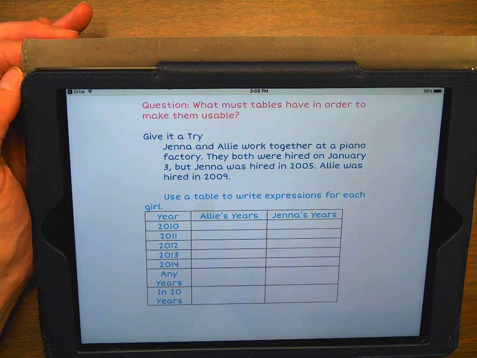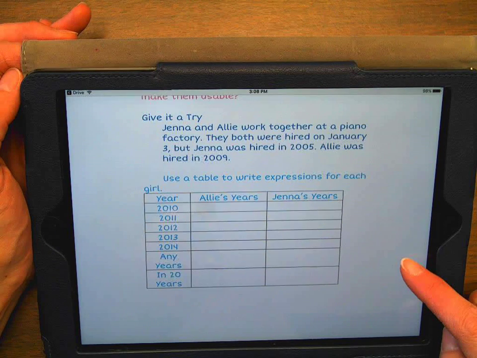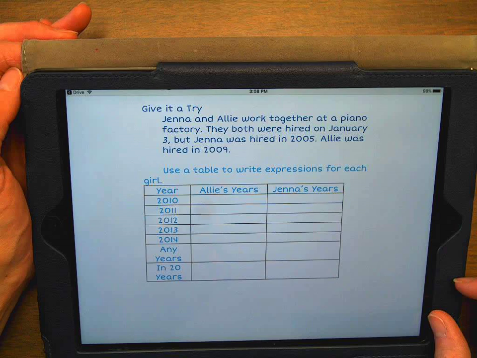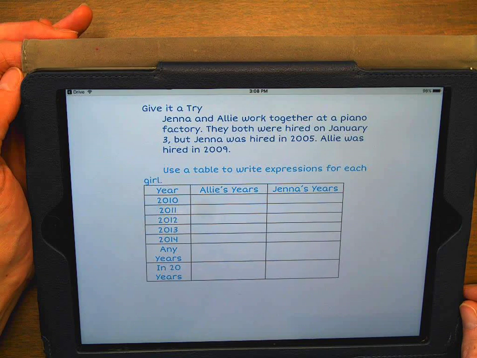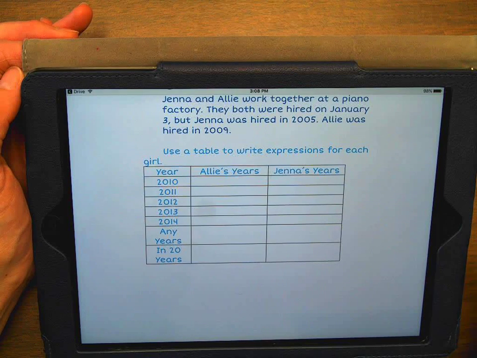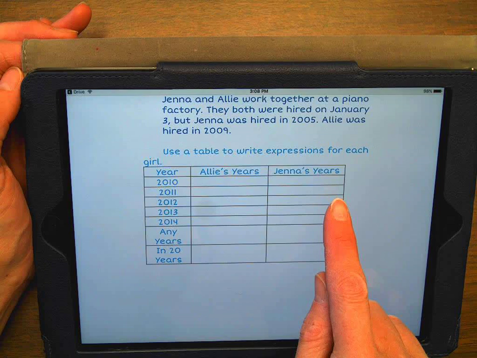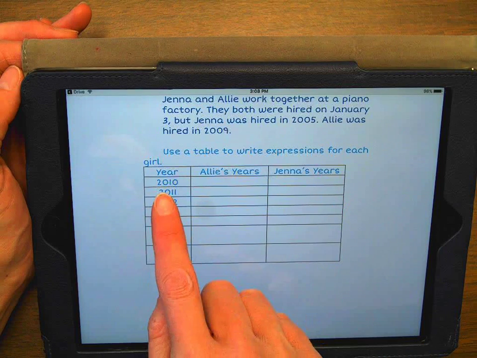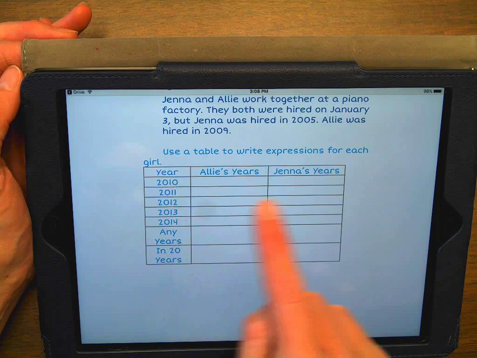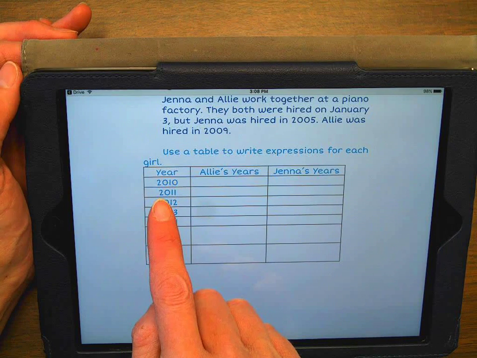Give it a try. Jenna and Allie worked together at a piano factory. They both were hired on January 3rd, but Jenna was hired in 2005 and Allie was hired in 2009. Use the table to write expressions for each girl. I've created a table for you. The table shows the year, Allie's years, and Jenna's years. You'll notice that our table does not start when either girl was hired, but at the time where they're both working together.